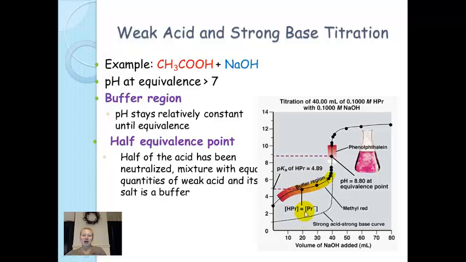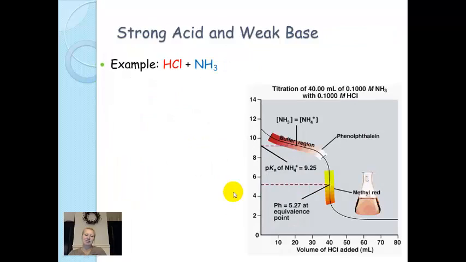And exactly halfway to that equivalence point, this is when half of that acid has been neutralized. So this is when you have the perfect buffer and you have a mixture of equal quantities of weak acid and its salt. To find the pH here, you can use the Henderson-Hasselbalch equation. So the pH right there, halfway to the equivalence point, is pKa plus the log of the salt over the acid.